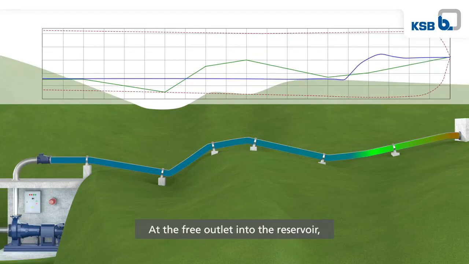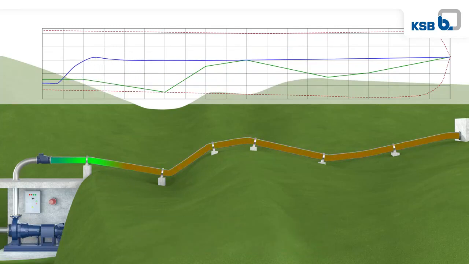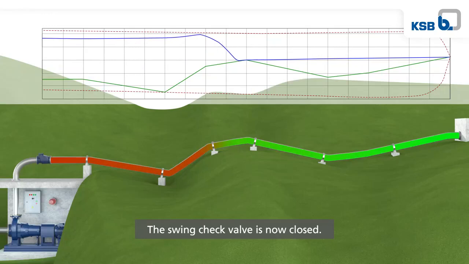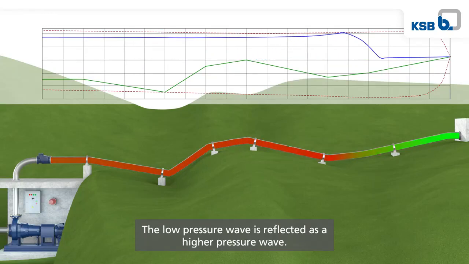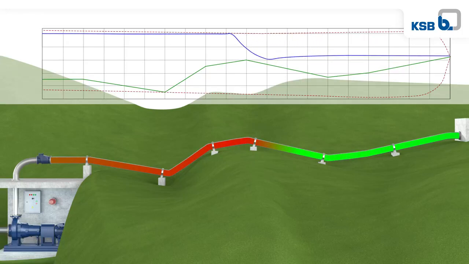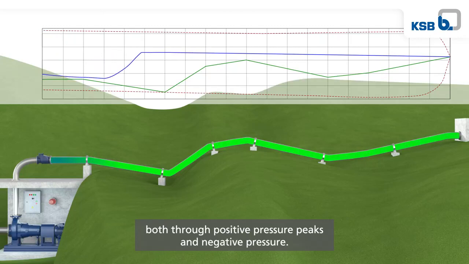At the free outlet into the reservoir, the negative pressure wave is reflected back towards the pump. The swing check valve is now closed. The low pressure wave is reflected as a higher pressure wave. Water hammer can damage pipelines both through positive pressure peaks and negative pressure.